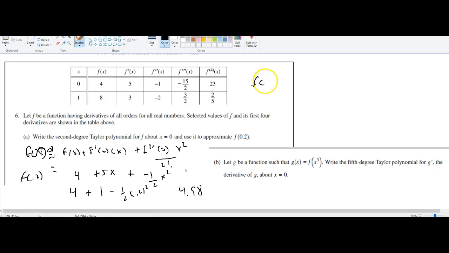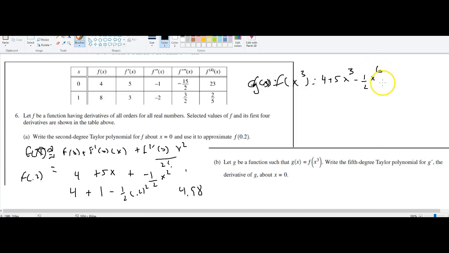Okay, so, I need a pen, that would be good. g of x equals f of x to the third, which means everywhere I have an x, I replace it with an x to the third. So this is going to be interesting. I'm going to get 4 plus 5x to the third minus 1/2 x to the, what would this be? This would be x to the 6th.